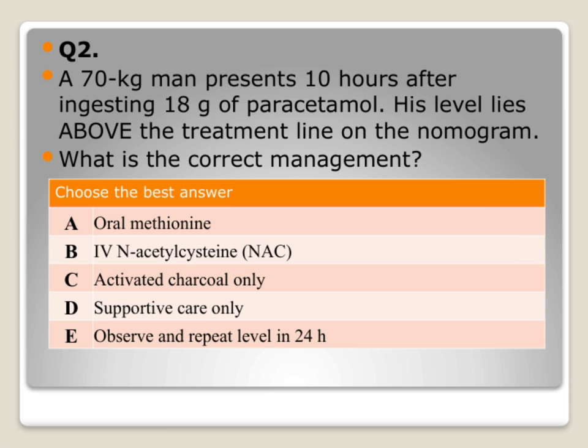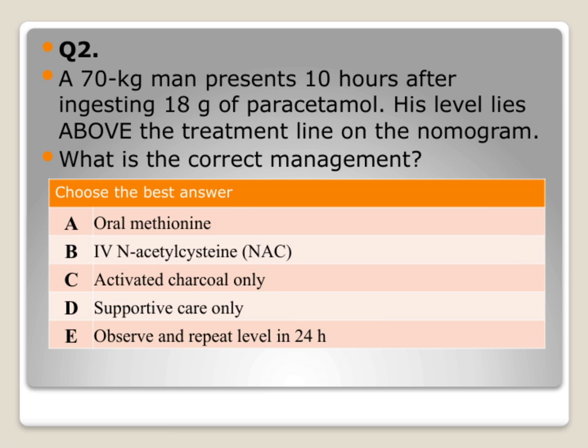Since the level is above the treatment line and it's been over 8 hours, the best course of action is to administer intravenous N-acetylcysteine, or NAC. This antidote works by replenishing glutathione stores in the liver, helping to detoxify the harmful metabolites of paracetamol.